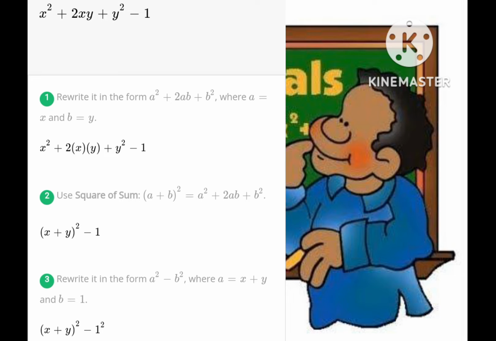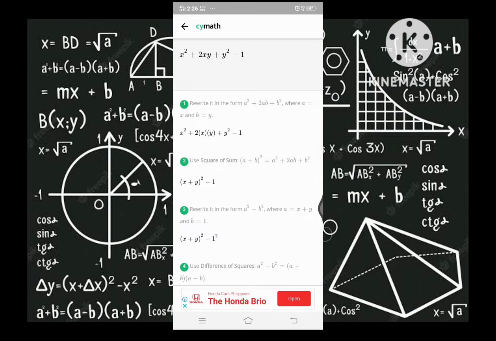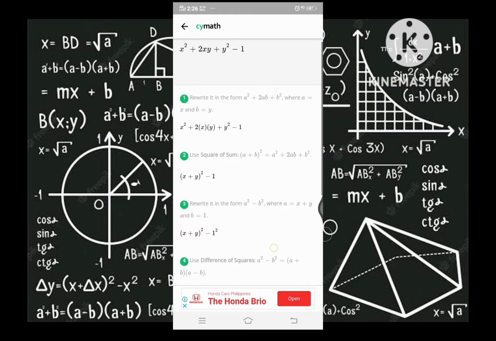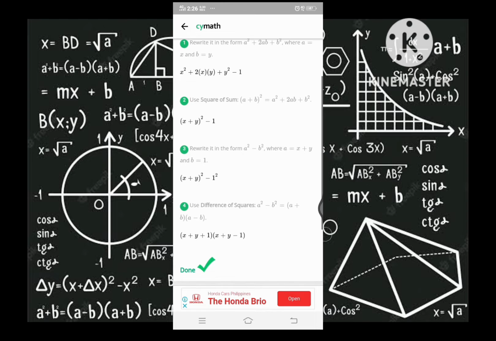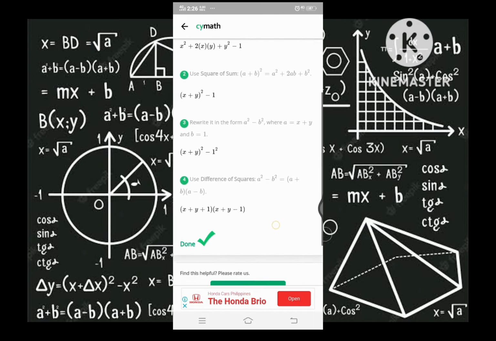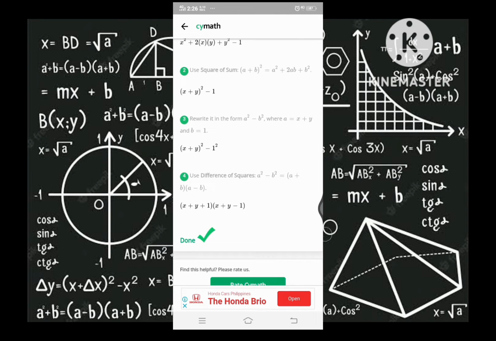The computation follows. So step 1, let's rewrite it in the form a squared plus 2ab plus b squared, where a is equal to x and b is equal to y. In the next step, we use the square of a sum: a plus b squared is equal to a squared plus 2ab plus b squared. Next, let's rewrite it in the form a squared minus b squared, where a is equal to x plus y and b is equal to 1.